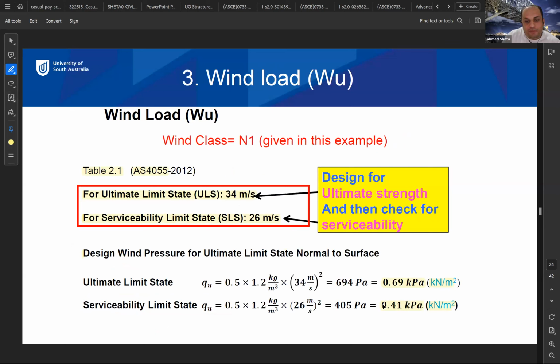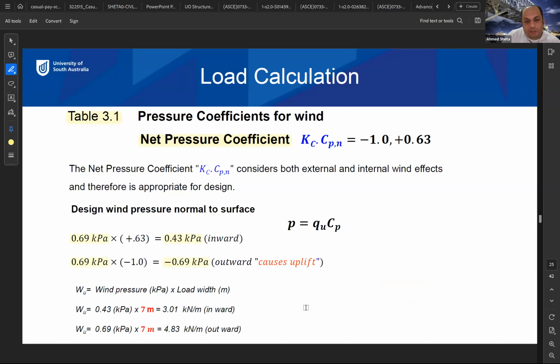You need to use this value again, 0.41. So here you have to add two more values for surface ability: 0.41 times plus 0.63 and 0.41 times -1. Okay, is that correct, or did I miss something? Yeah, I think that's correct.